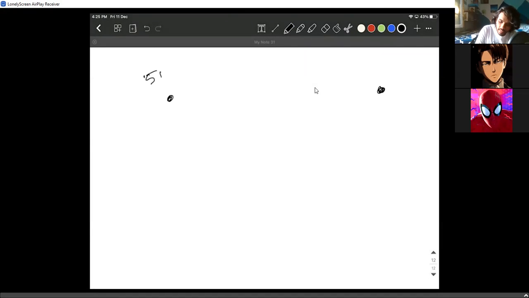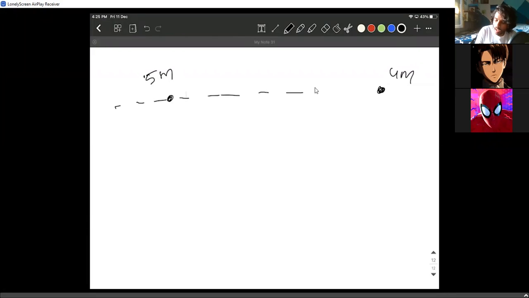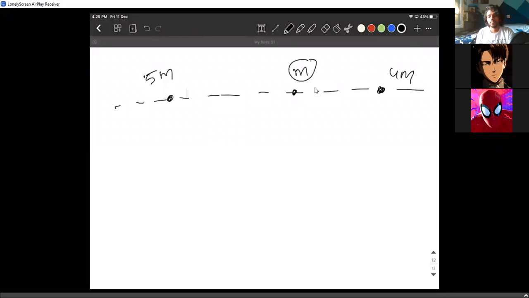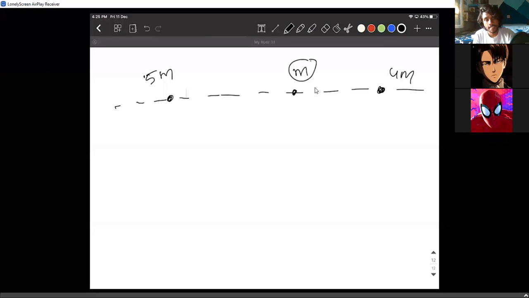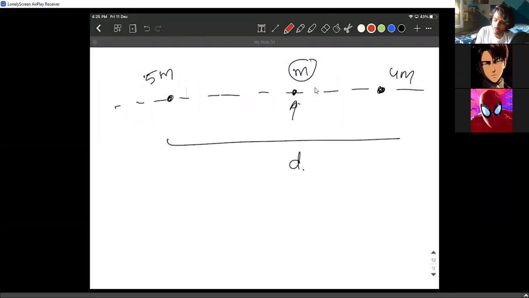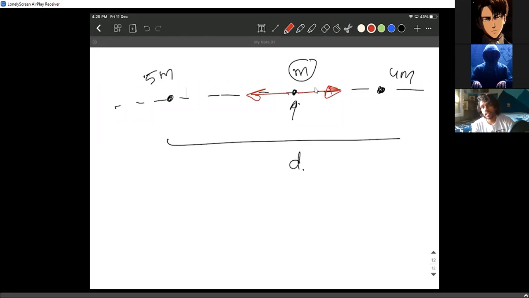They give you masses like 5m, 4m, and ask you to put some m, and the distance in between them is d. They give you the value. At what point can I put this m so that the force acting on it is 0? Because both the forces, both attracting forces, are coming from both the directions. Force acting on that is 0.